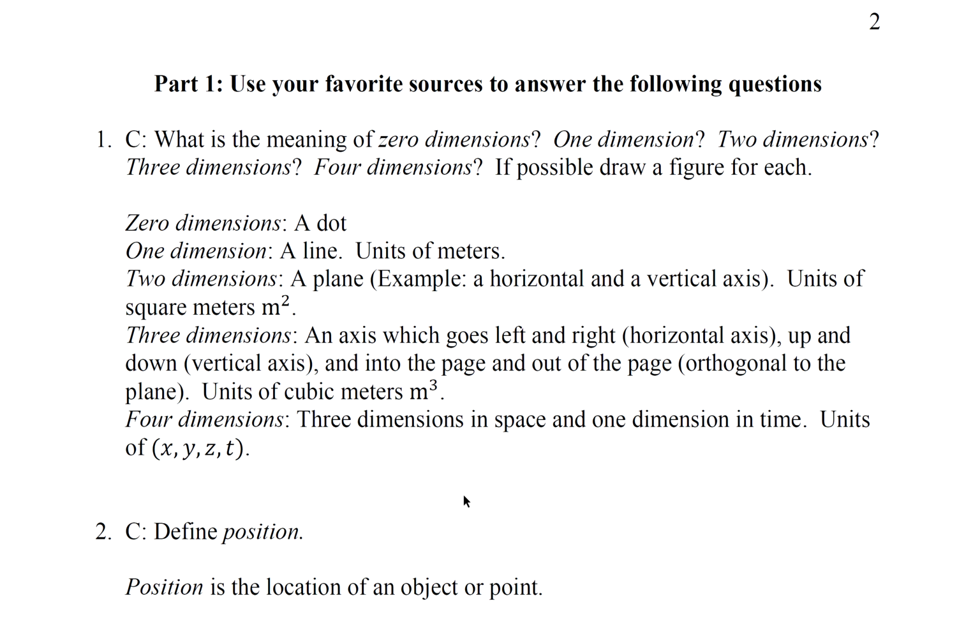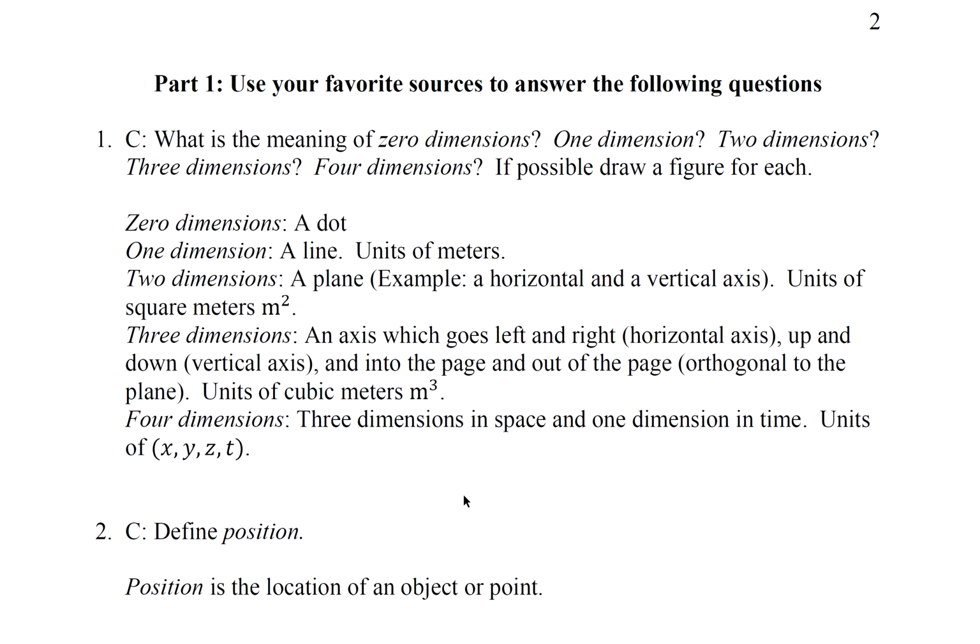Question 1. What is the meaning of 0 dimensions, 1 dimension, 2 dimensions, 3 dimensions, 4 dimensions? If possible, draw a figure for each. So 0 dimensions means a dot, an infinitely small dot. You can't do anything. Can't go left, right, forward, backwards, or up or down. 1 dimension is a line, has units of meters.